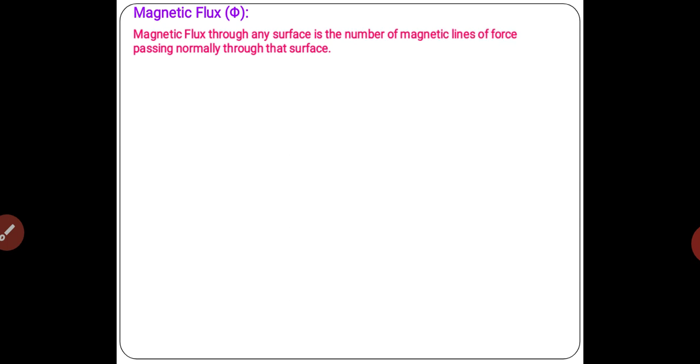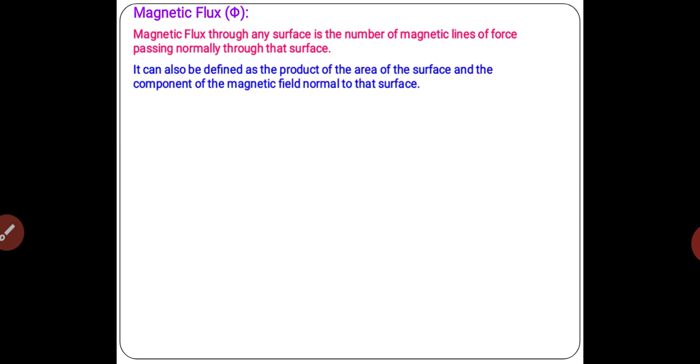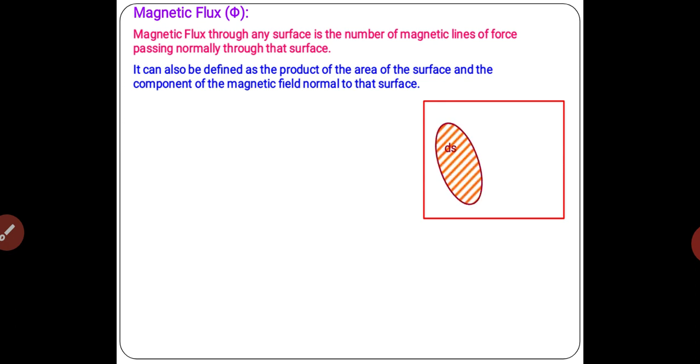Now let us see what is meant by magnetic flux. Magnetic flux through any surface is the number of magnetic lines of force passing normally through that surface. It can also be defined as the product of the area of the surface and component of the magnetic field normal to that surface. We consider here surface area dS.